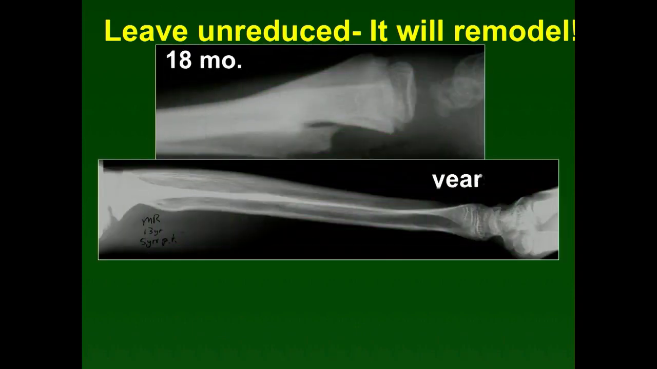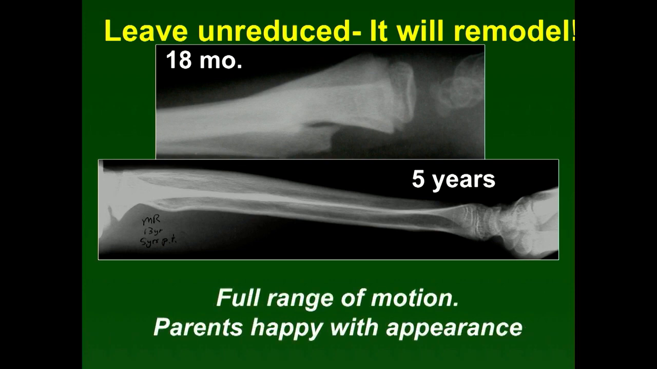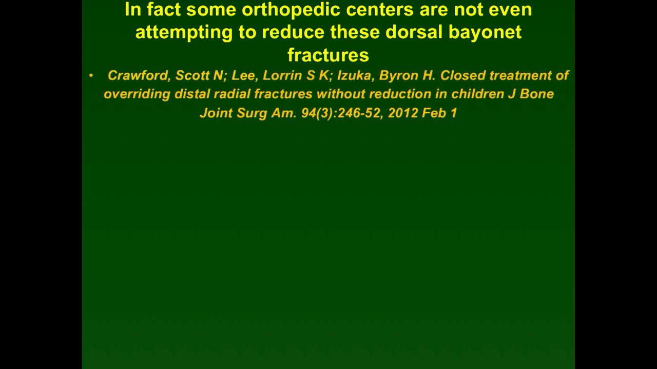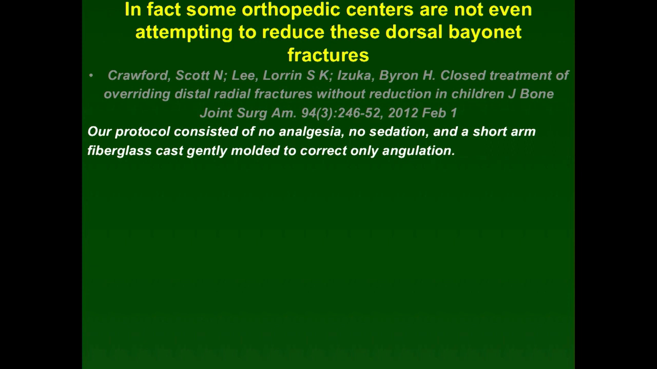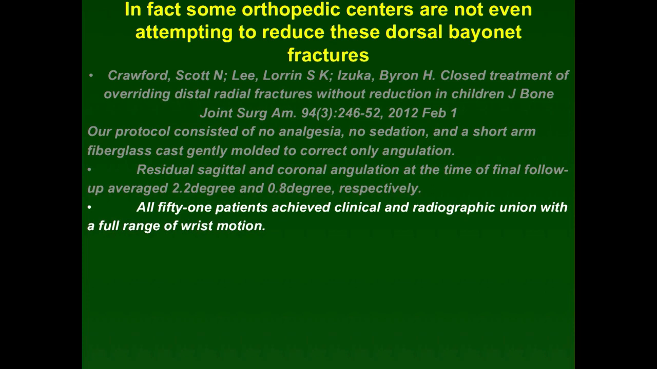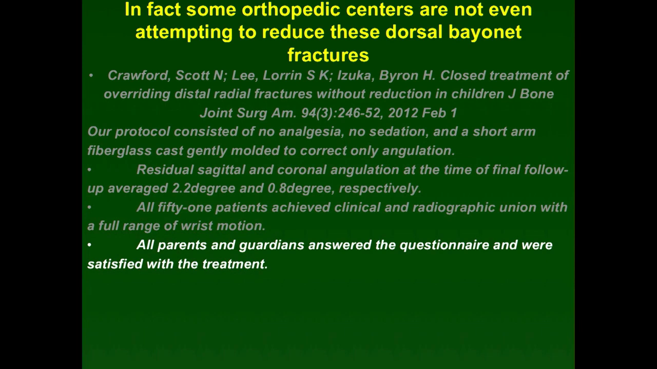Here's this patient at 18 months, and here's this patient at 5 years. And the big thing is you don't put them in full pronation. So, in fact, there are some centers now that are not even attempting to reduce these dorsal bayonet. This is a good study out of Children's Hospital in Cincinnati, and what they did, they had no analgesia, no sedation. They just put a short arm fiberglass cast gently molded to correct any angulation. And they accepted up to 15 degrees of angulation. And they found that their residual angulation at the time of follow-up was only 2 degrees, or 8 degrees respectively. And they all achieved clinical and radiographic union with a full range of wrist motion. And the parents and guardians were quite satisfied with this treatment.